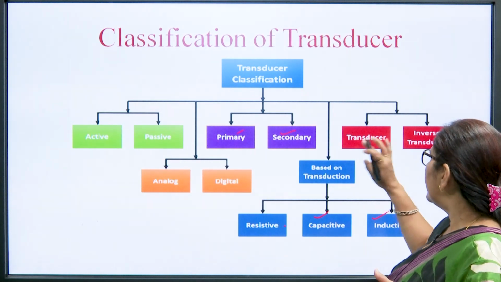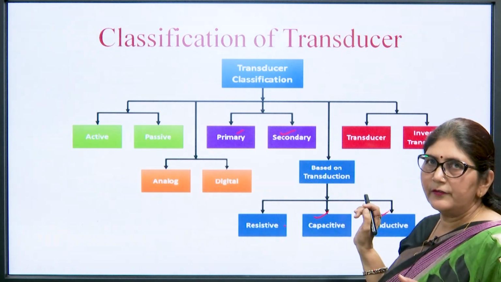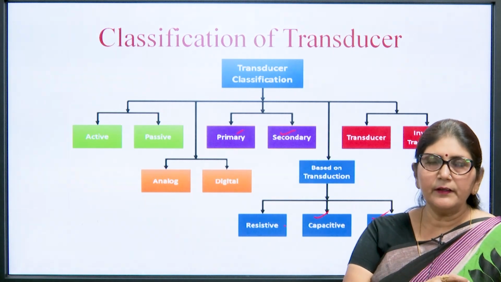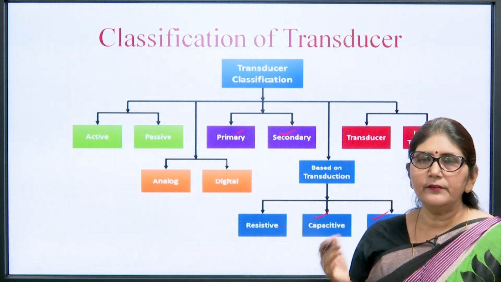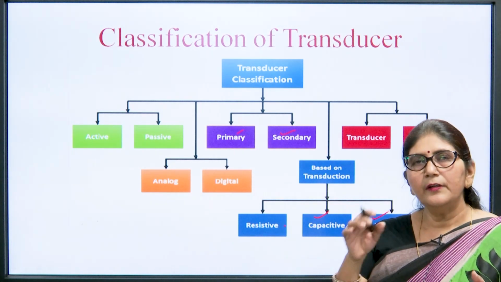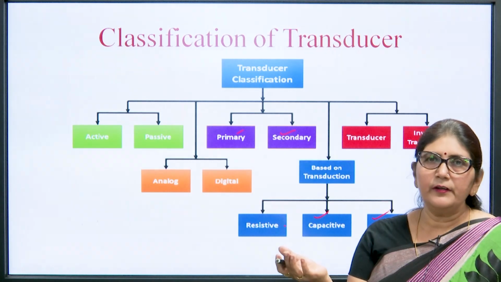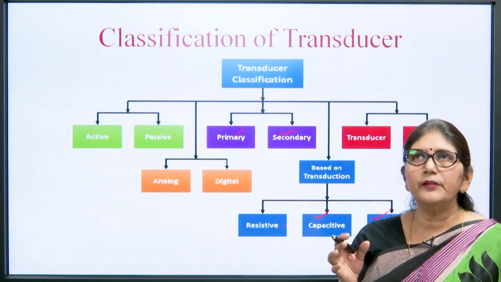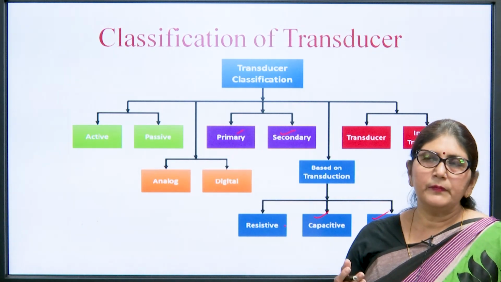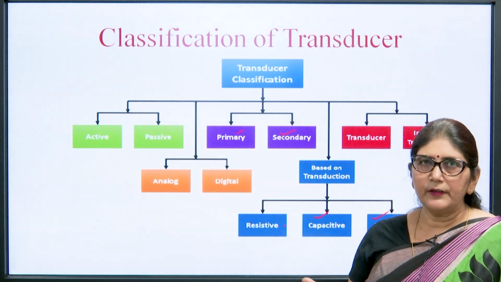Similarly, we can classify as transducer and inverse transducer. Transducers are basically those that convert mechanical energy into electrical energy, and an inverse transducer converts electrical energy into a physical quantity, like a tube light, which converts electrical energy into light, or the loudspeaker, which converts electrical energy into a sound signal.